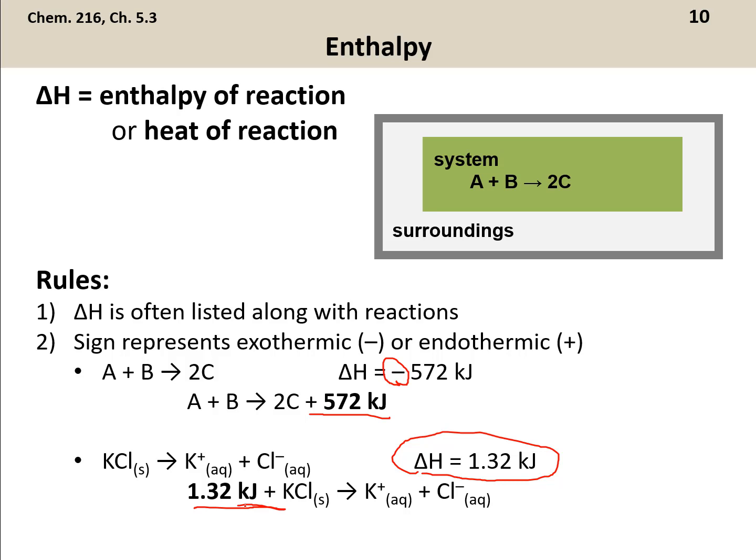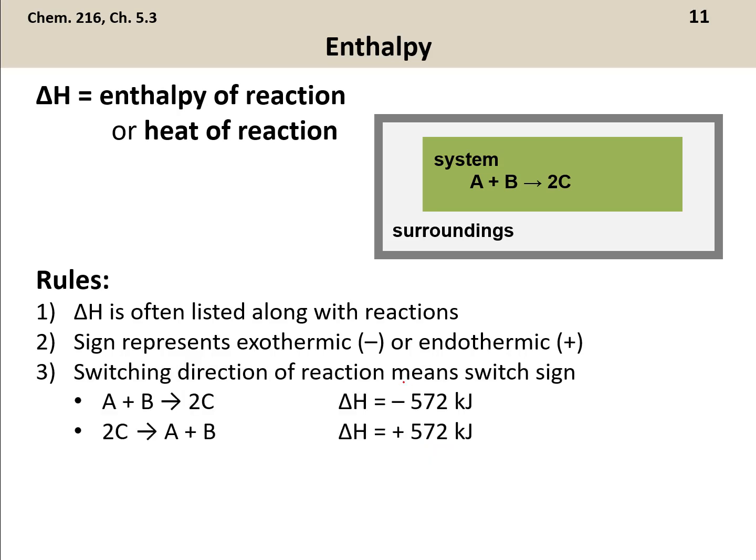So let's think about it. What's a type of reaction that has a negative delta H? Combustion, right? Burning stuff produces heat. That's why we do it. So we'd have a negative value for anything like combustion. All right, one other rule, rule number 3: if you switch the direction of reactants and products, you switch the sign.